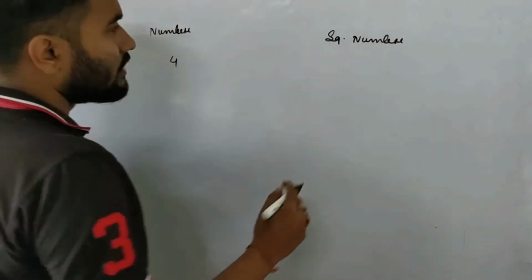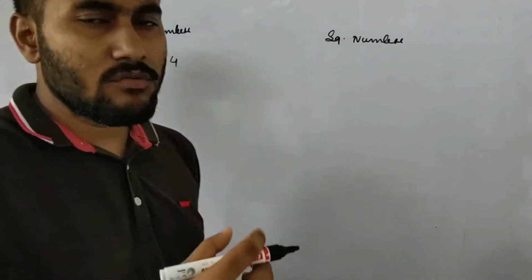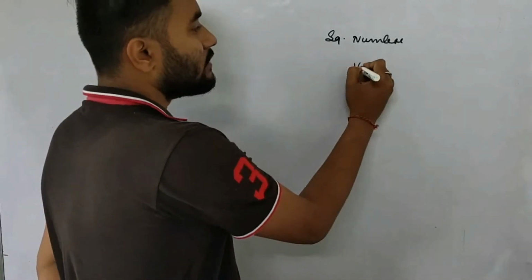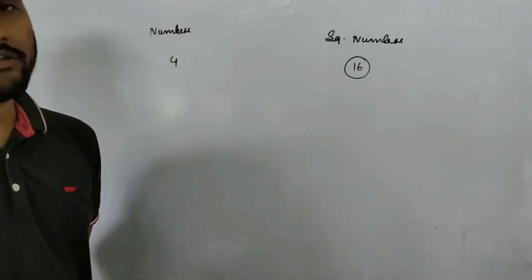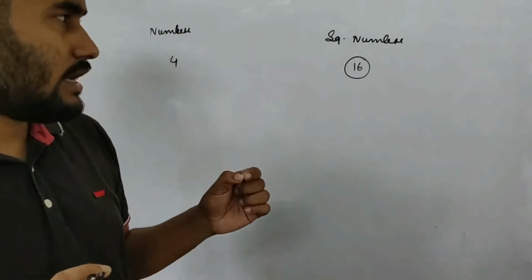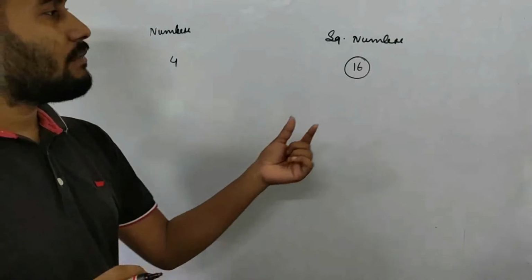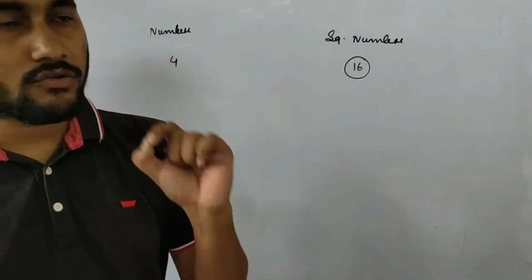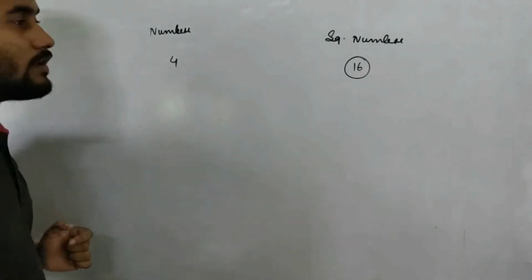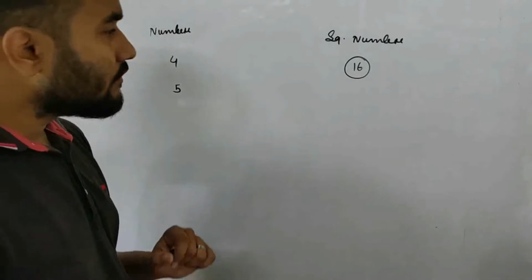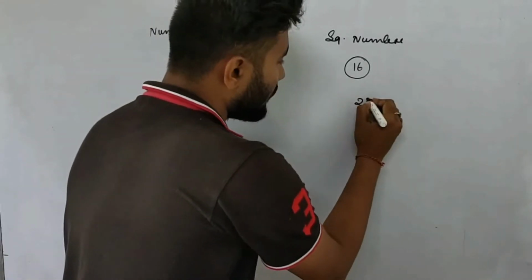Now what is a square number? Any particular number, if you multiply 2 times, means 4 into 4, that 16 will be called as what? A square number. Now see, there are infinite numbers, but all numbers are not square numbers. So 4 square is what? 16. What is the square of 5? 5 5 is 25.